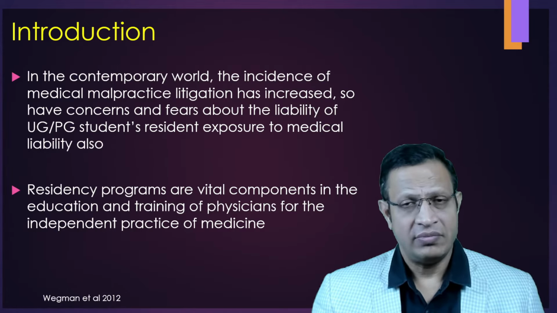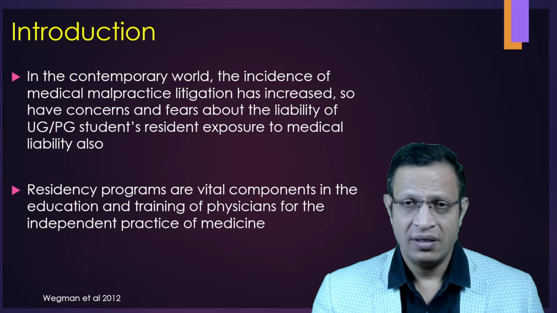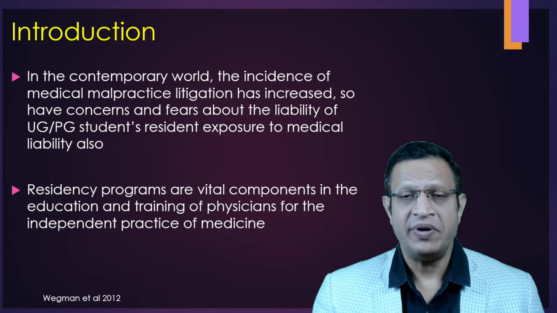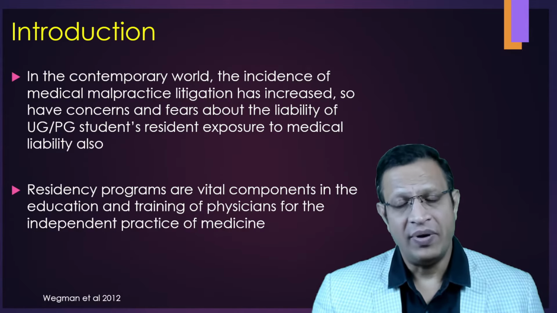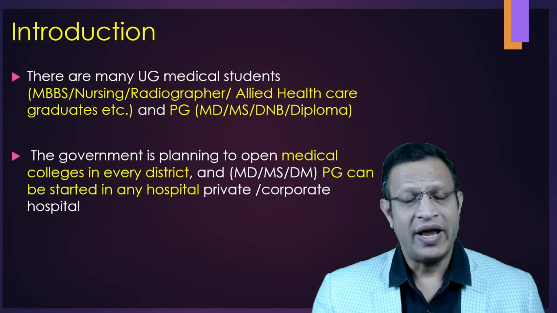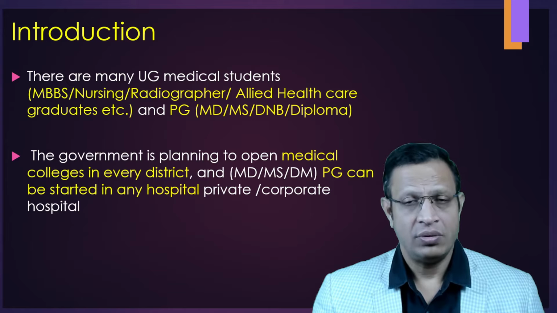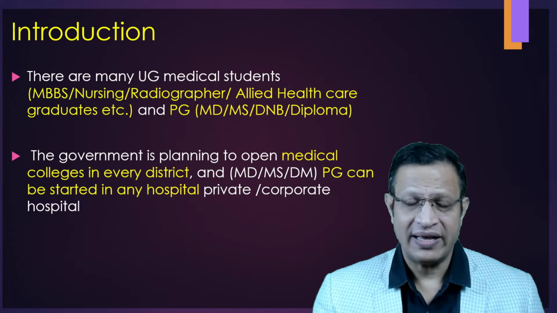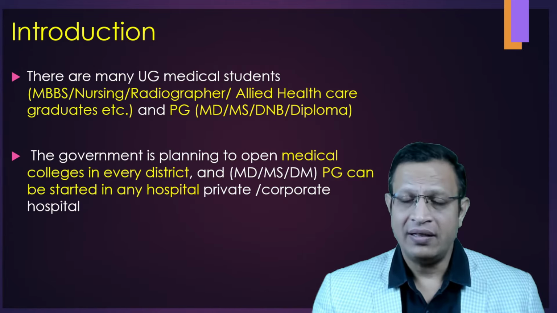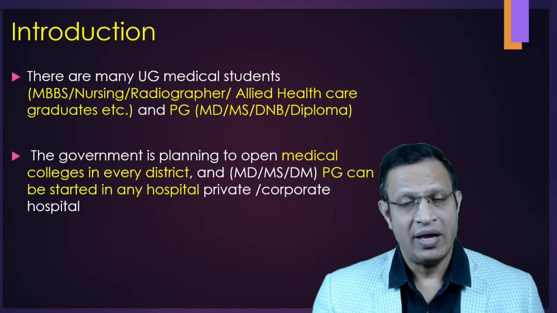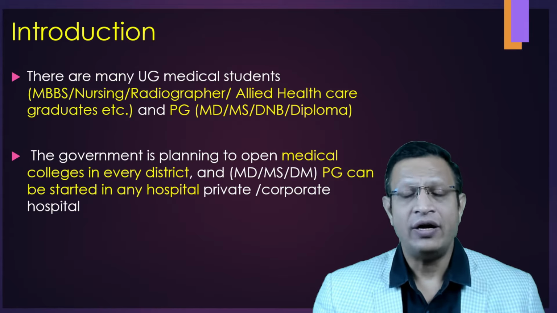Residency program, that is the training of these doctors, is a vital component in the education and training of the physician so that they become independent and address the public health issue. The number of UG doctors, that is undergraduate doctors undergoing training, is almost 1 lakh. Further, there are other paramedical staff like nursing, radiographers, allied healthcare professionals, graduates, and postgraduate students doing MD, MS, DNB, diploma, and also super specialization.